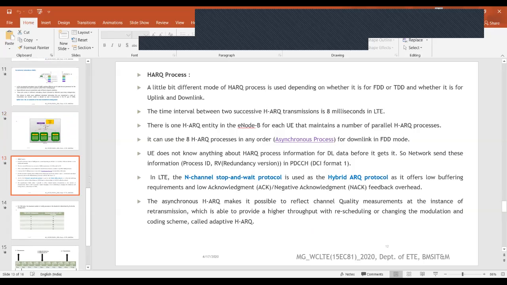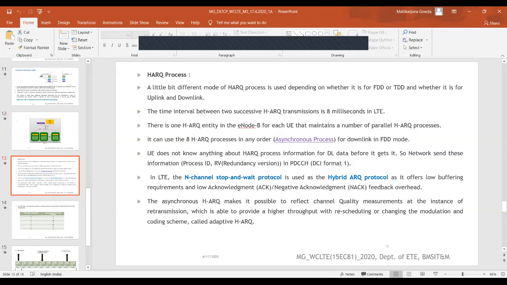That depends on whether it is FDD or TDD. As I said, in LTE, we have two options of duplexing, right? FDD and TDD. And whether it is for downlink or uplink. For each link and for each type of duplexing technique, the process of hybrid ARQ is different. Now, let me consider the FDD and downlink.